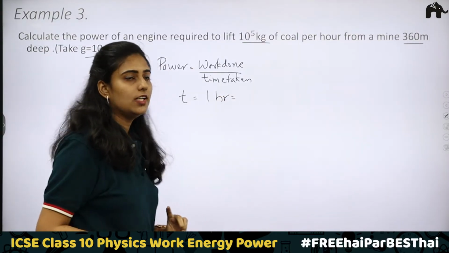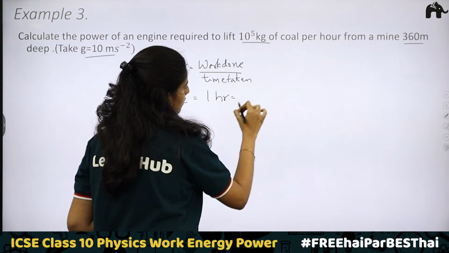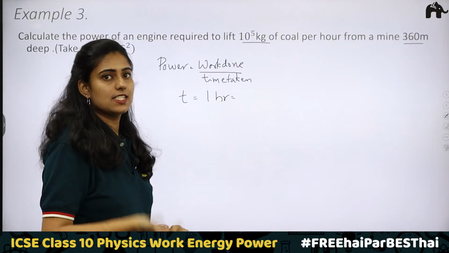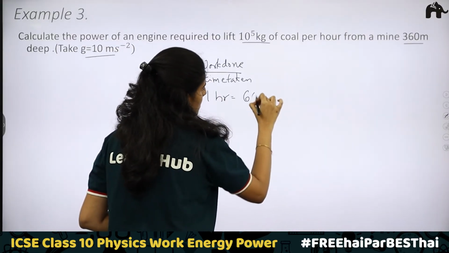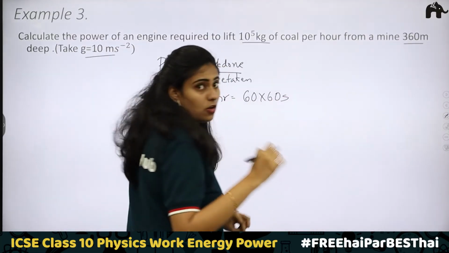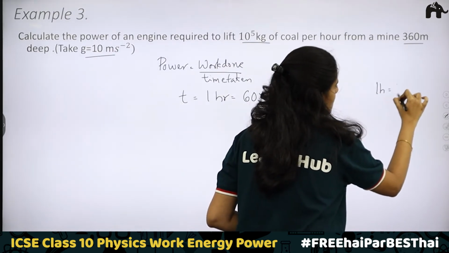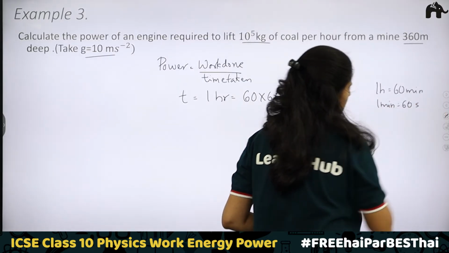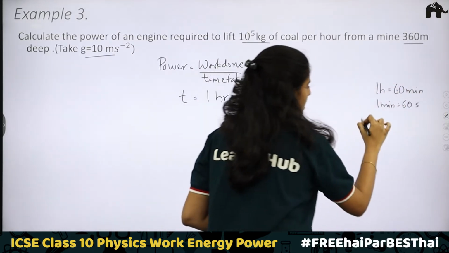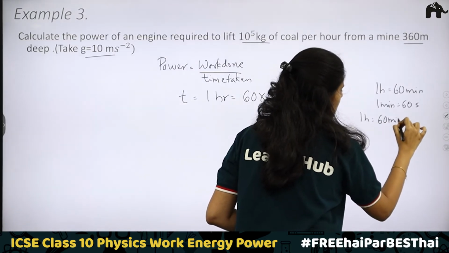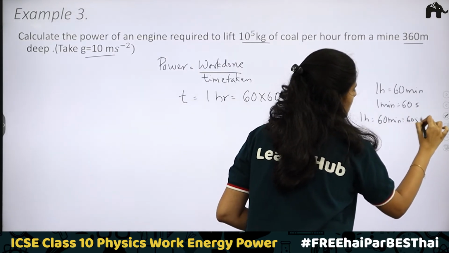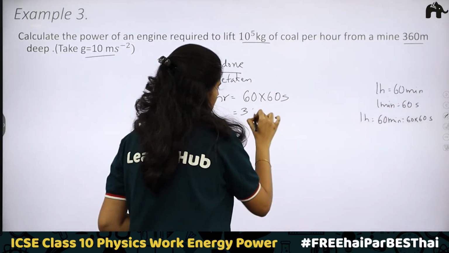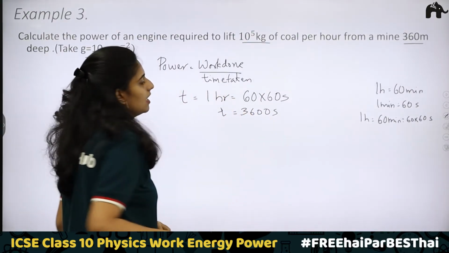1 hour should be converted into seconds. 1 hour is equal to 60 minutes, and 60 minutes is equal to 60 into 60 seconds. Hope you all know how we get this. 1 hour is 60 minutes and 1 minute is equal to 60 seconds. 60 into 60 is 3600. So 3600 seconds is the time taken.